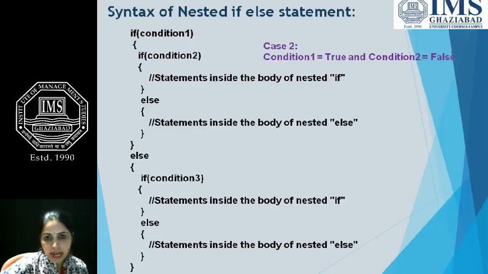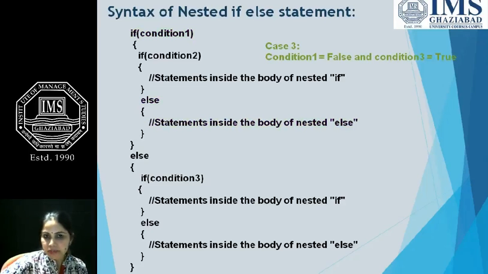Second case, I have condition 1 as true, condition 2 as false. So our control would move into this particular if block. But since condition 2 is false, the control would move to the else part, and the statement inside the body of the nested else would be executed. Then we have my case 3.